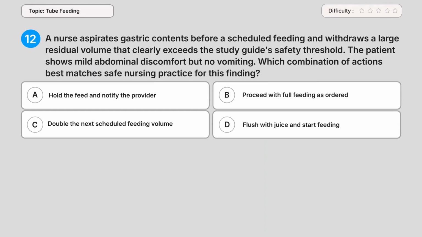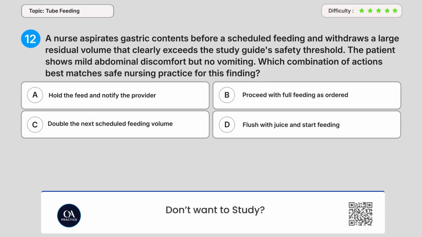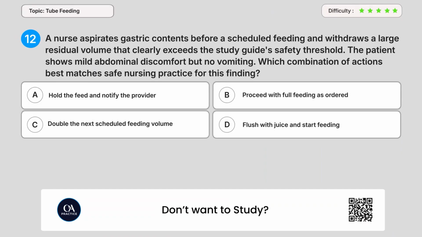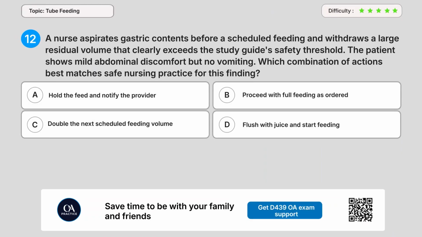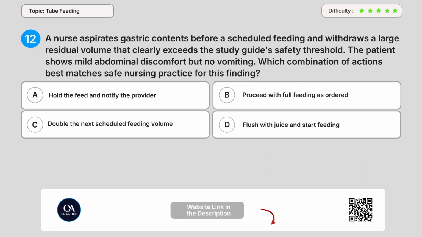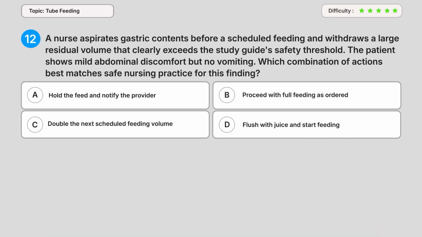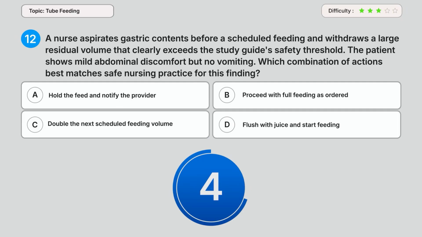Question 12. A nurse aspirates gastric contents before a scheduled feeding and withdraws a large residual volume that clearly exceeds the study guide's safety threshold. The patient shows mild abdominal discomfort but no vomiting. Which combination of actions best matches safe nursing practice for this finding? A. Hold the feed and notify the provider. B. Proceed with full feeding as ordered. C. Double the next scheduled feeding volume. D. Flush with juice and start feeding. Can you guess the answer?